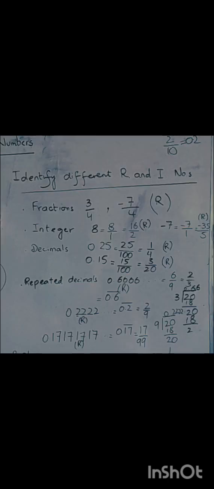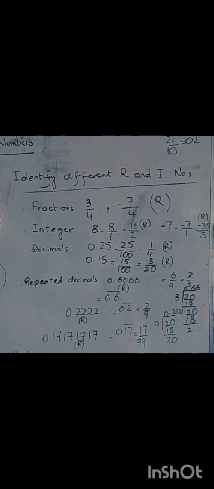Fractions like 3 by 4 or minus 7 by 4 are rationals. Whether a fraction is positive or negative, it is a rational number because fractions are already written in the form of p by q. Integers: I have taken one positive integer and one negative integer. 8 can be written in the form of 8 by 1, and minus 7 can be written as minus 7 by 1 or minus 35 by 5. So they are rational numbers.